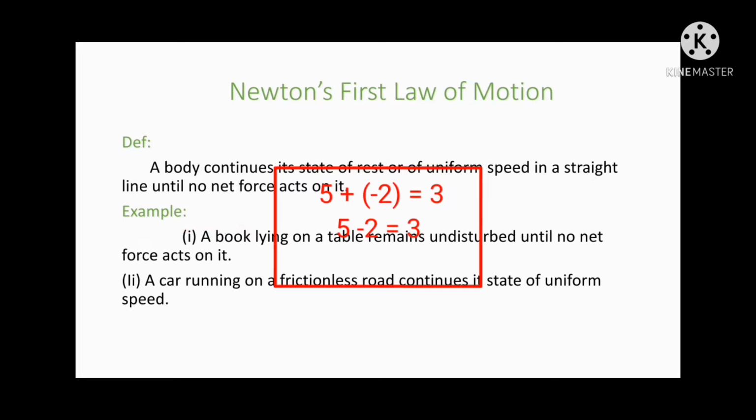But if we have a body and two forces, each of 5 Newton, acting from opposite sides, then one of the forces is taken as negative, and we shall have the resultant 0. I hope you have understood the concept of net force.